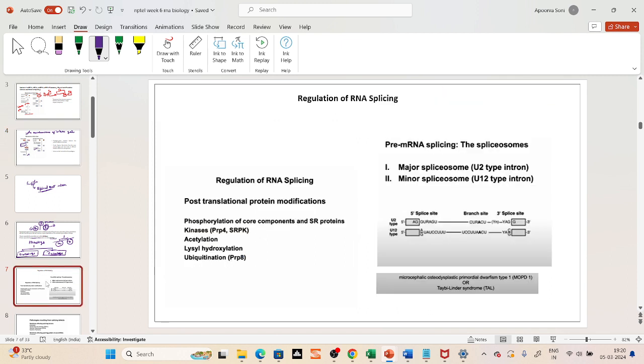Next thing that we have to study is regulation of RNA splicing. Till now we have studied RNA splicing events.